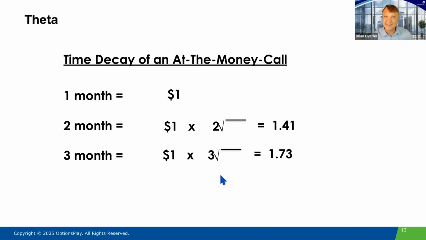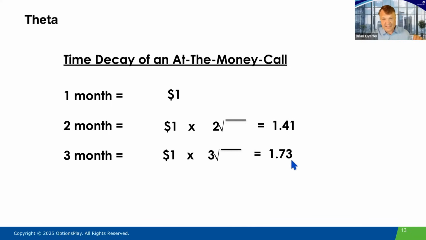But bottom line is as expiration approaches, options decay at an accelerated rate. Time value is cheap as you go further out in time, and it decays faster as the expiration approaches. So a 1 month option, you pay $1. If you go to a 2 month option, you're paying $1.41. 1 times the square root of 2. Go to a 3 month option. If this is trading for $1, 1 times the square root of 3 is $1.73.